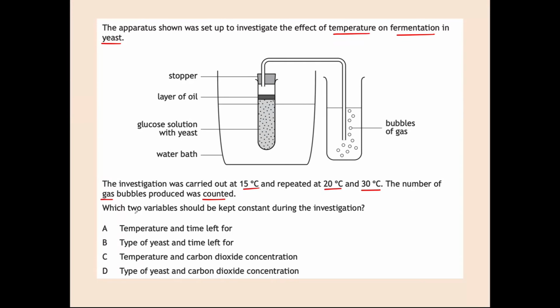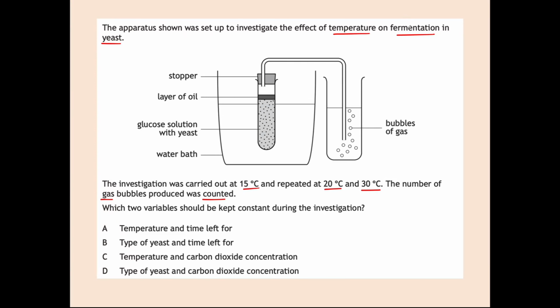Now, the thing I always like to do before I even get into the questions on these is I like to underline things that I think are important. So you'll notice that I've underlined what they're changing, the temperature, what they're measuring, fermentation in yeast, the various temperatures that they're changing, 15, 20, and 30 there, and then the way that they're measuring it, and that's via gas bubbles being produced, okay? And remember, gas bubbles produced as an indirect measurement of the effect of fermentation in yeast, okay? So it's an indirect measurement, and that is an important thing to remember.